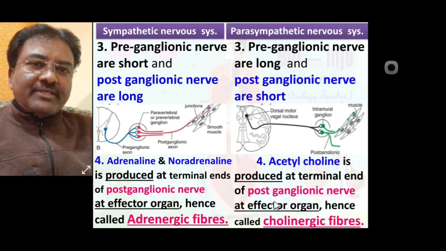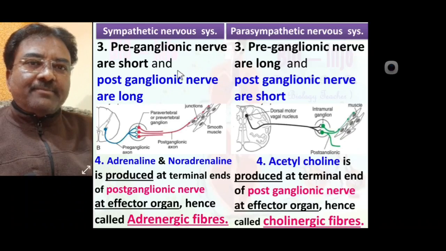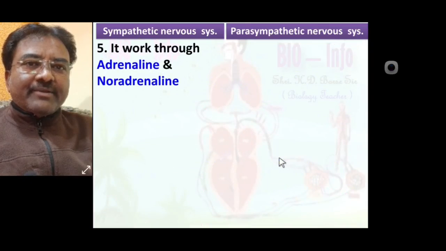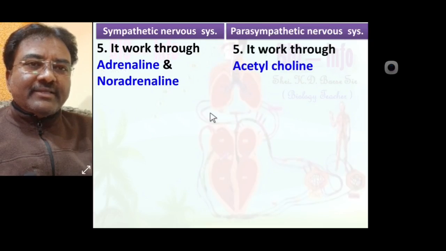Up to this we discussed in detail a total of 4 different characteristic features of the sympathetic and parasympathetic nervous systems. Now we learn point number 5. The sympathetic nervous system works through adrenaline and noradrenaline, while the parasympathetic nervous system works through acetylcholine.